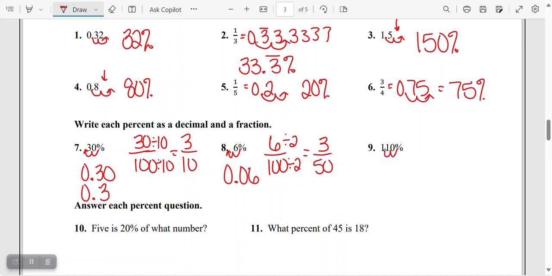Number 9, 110%. Only move the decimal twice. It doesn't matter how many digits are in the percent. So that's 1. And you can stop at the 1 here. You can put the 0 in the back, but again, you don't have to. So it's either 1.10 or just 1.1. We want to write that percent over 100. So that's 110 over 100. Again, dividing the top and the bottom by 10 gives us 11/10. You could go one step further and write it as a mixed number, but remember, we can keep things improper.